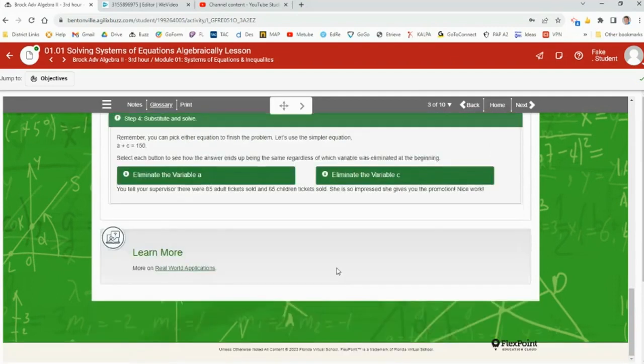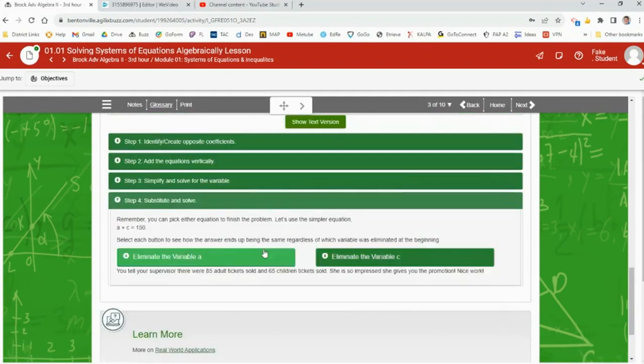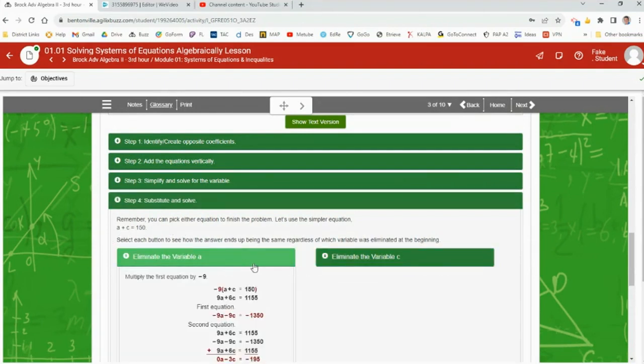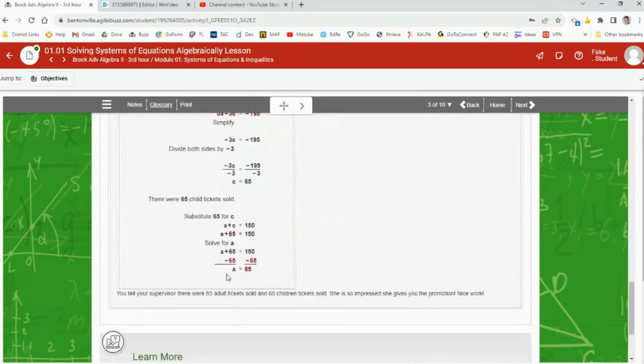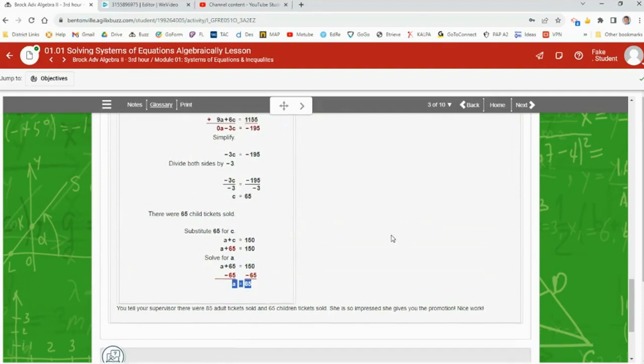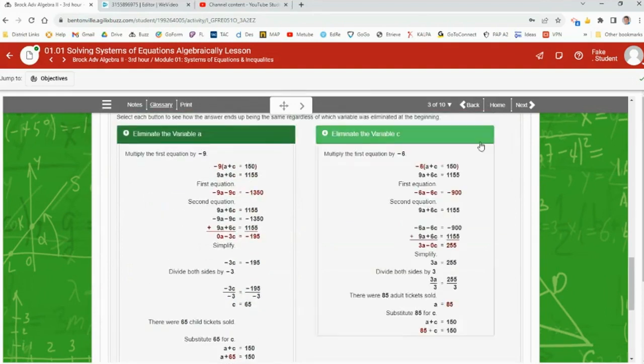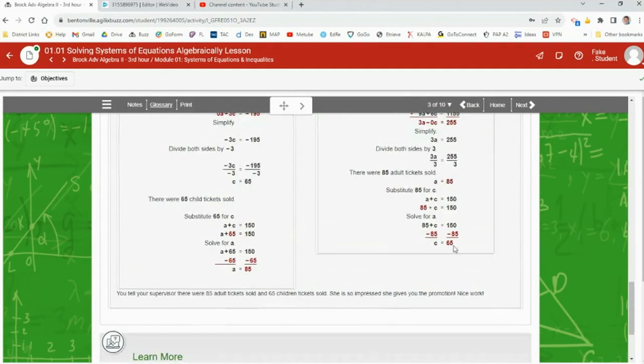So now we can substitute those in there. You can pick either equation to check it. A plus C equals 150. When we substitute it in to check what the other one is, if C was 65, we substitute 65 in, and we know that A was 85. On the other one, we would substitute 85 in for A and figure out C was 65. Either way, we end up with the adult tickets being 85 and 65 being the child tickets sold.